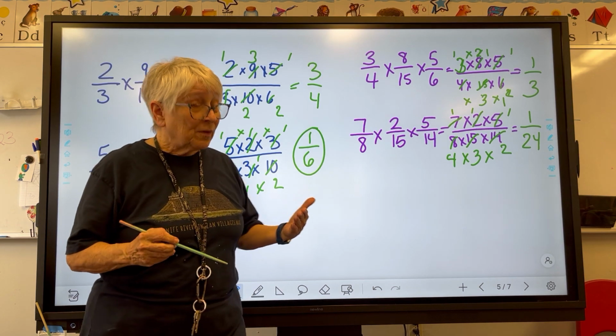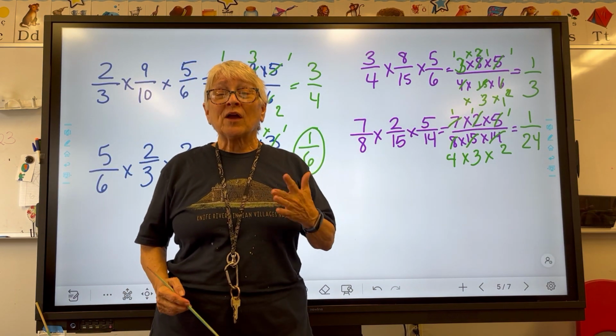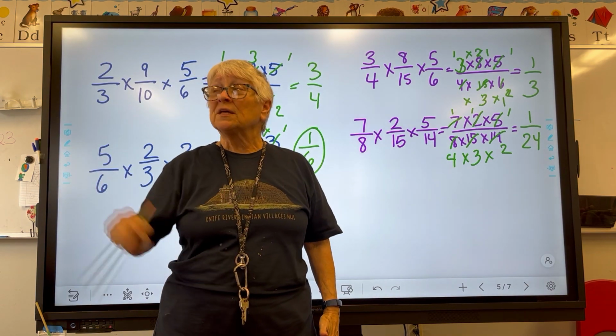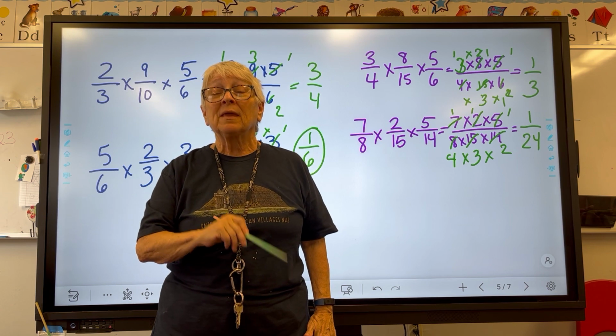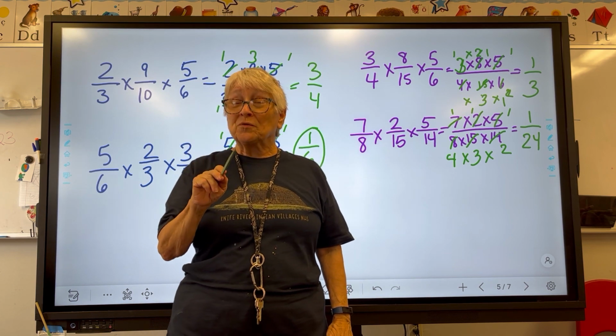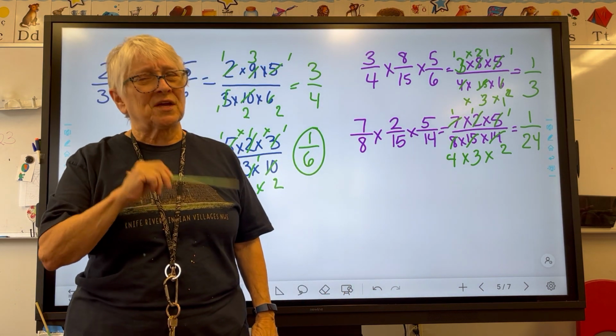So remember, when you're multiplying fractions, you multiply across, top times top over bottom times bottom. And remember to pre-reduce and cancel. It will save you time.